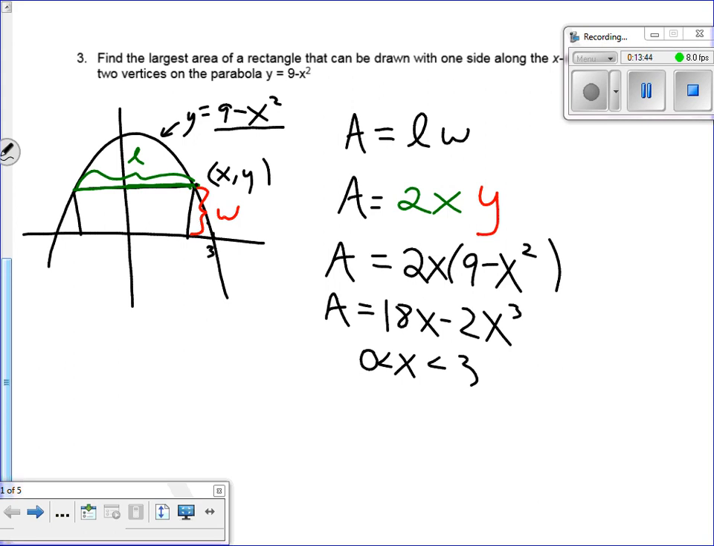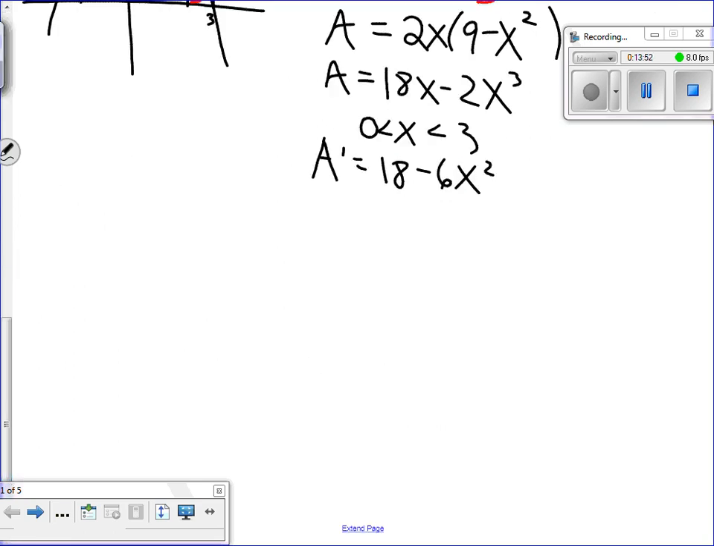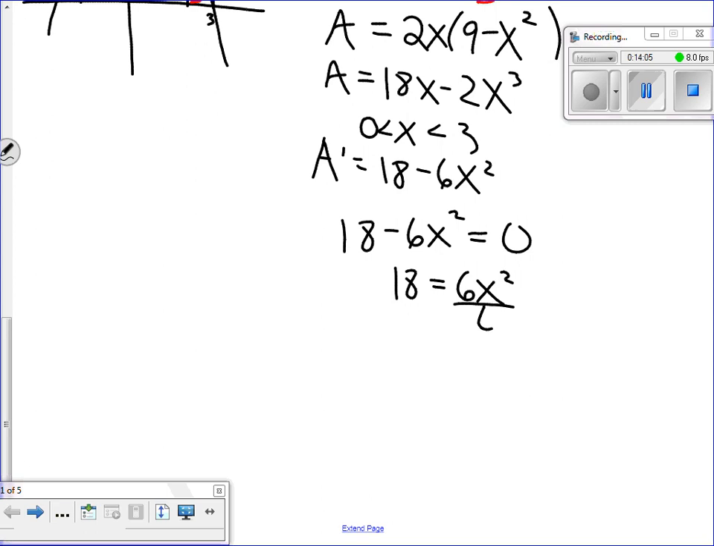Let's go get it. We get the derivative, and once we have the derivative, we set it equal to 0. I'll add 6x squared to both sides. I could have factored also. Divide by 6, so I have x squared equals 3. Now x has to be positive. That's why it helps to look at the interval that makes sense. So x is equal to the positive square root of 3. Usually we take plus or minus the square root of 3.